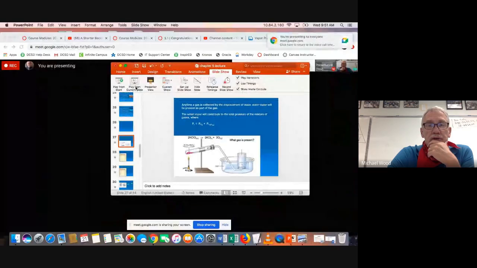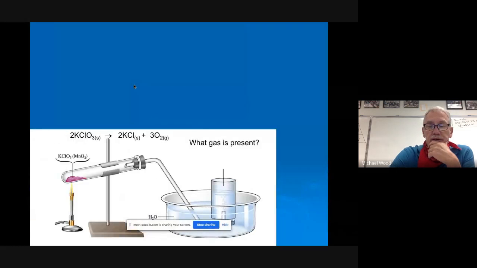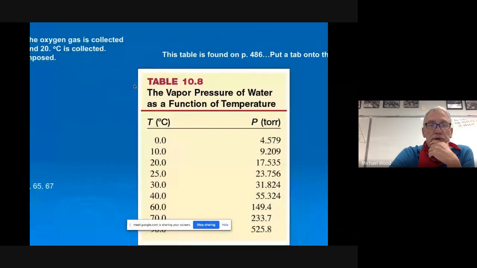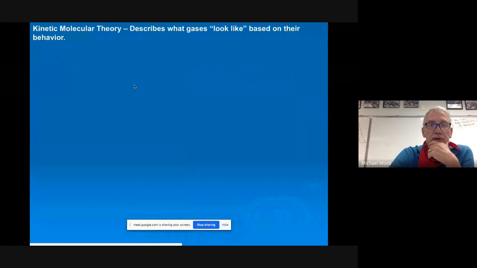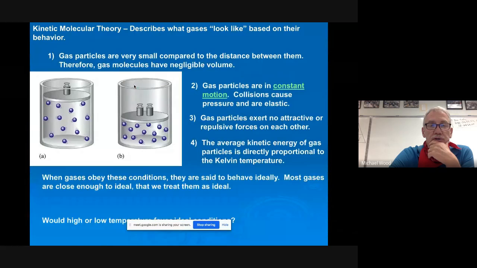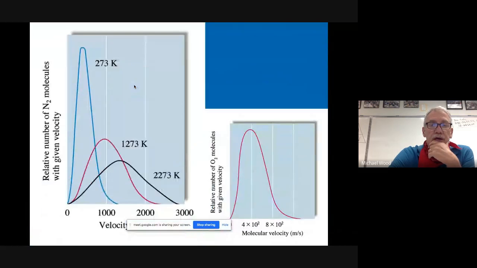Okay, we already have talked about this slide, so let me go through. We've done that problem. We talked about kinetic molecular theory. This is where we left off. We talked about the Maxwell-Boltzmann diagrams. Note where the peak is. The peak is the average, and that's what temperature is. Temperature is the average kinetic energy of the molecules in a sample. That's what temperature is defined as.